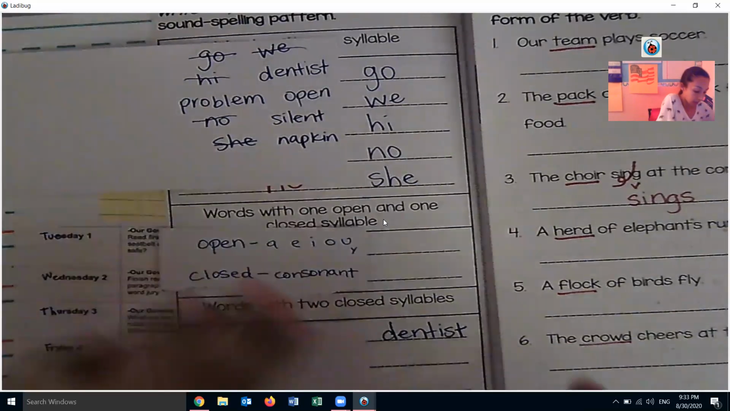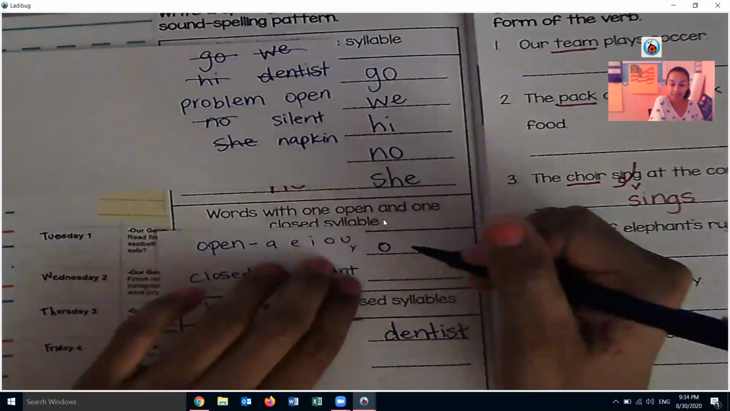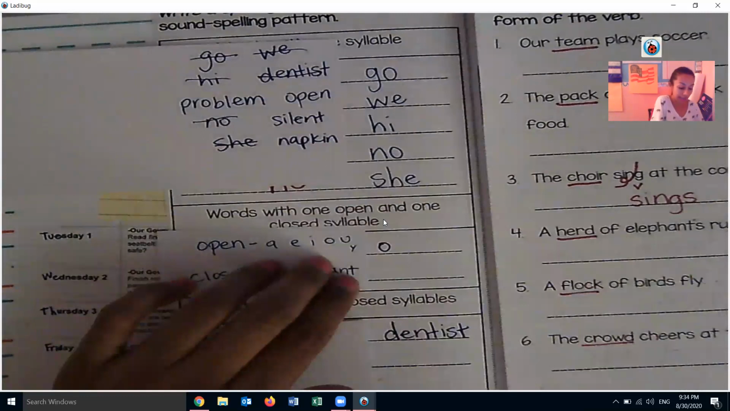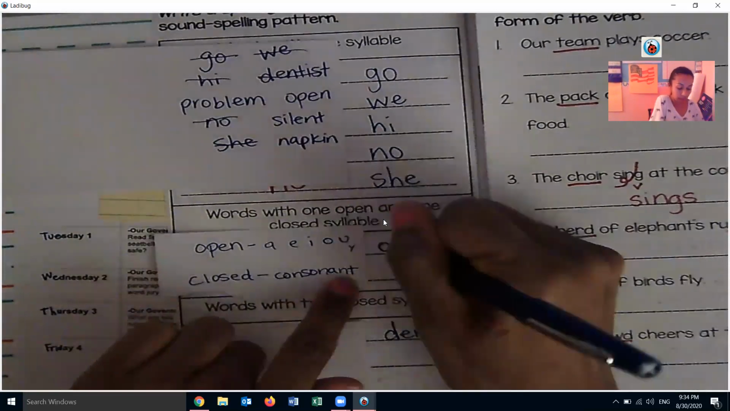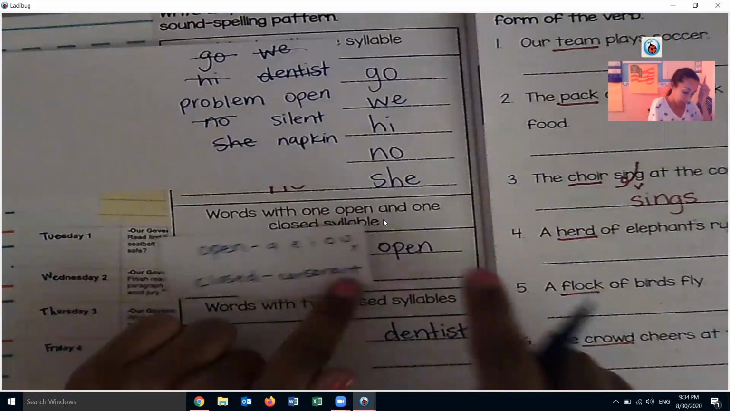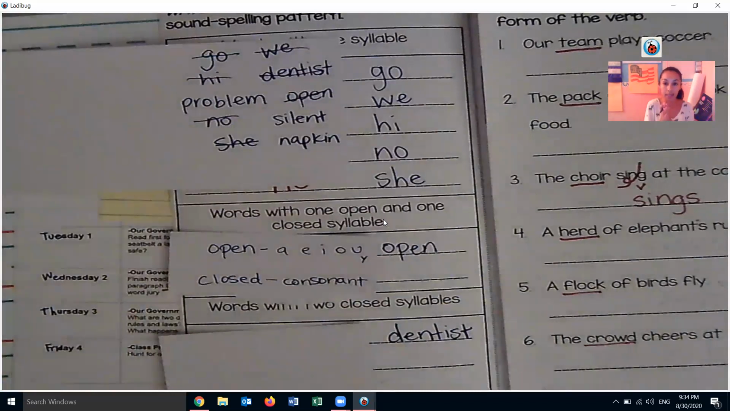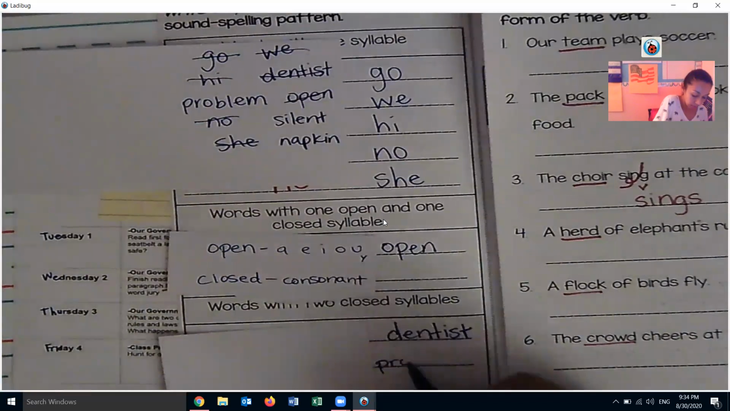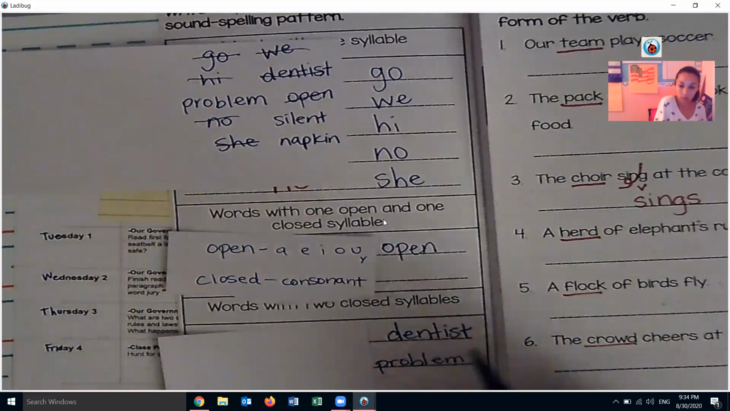Dentist. Okay, if I go to open, O-pen, O-pen. So it starts with open, and it's just O is the first syllable, so it ends in A-E-I-O-U, sometimes Y. Pen is closed at the end, open. Okay, let's go to problem. Prob is closed because it's consonant. Lem, closed because it's consonant.